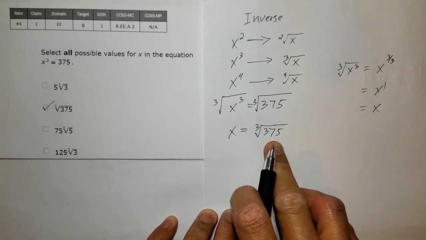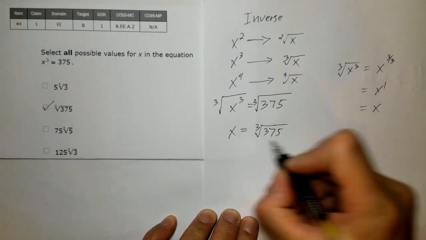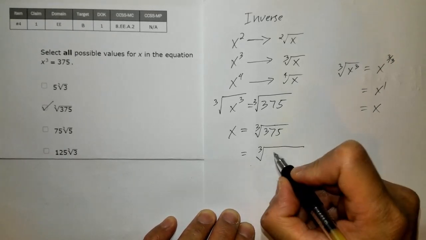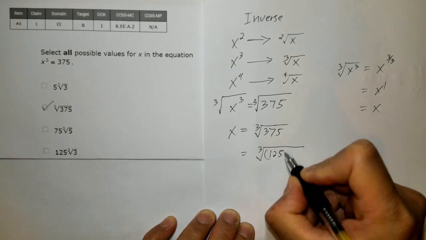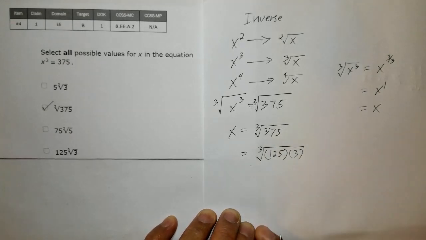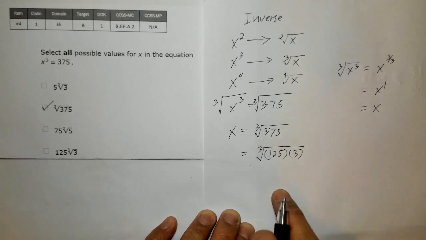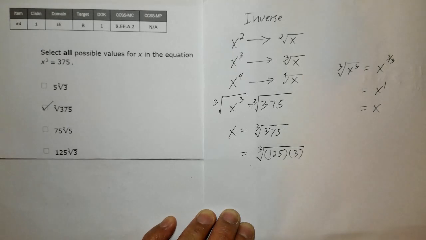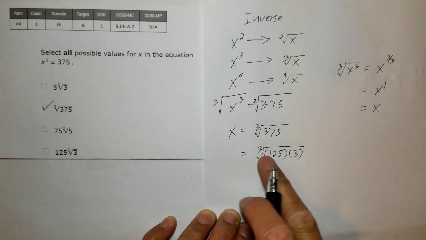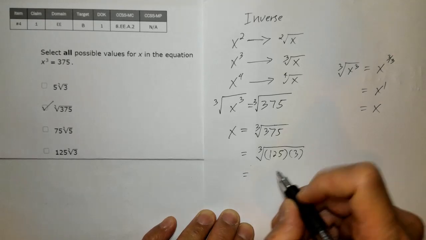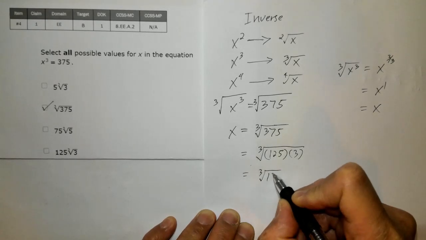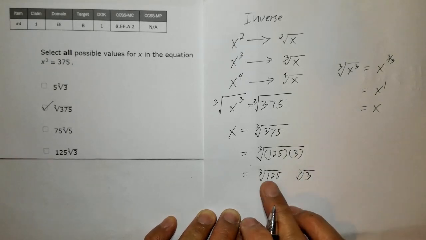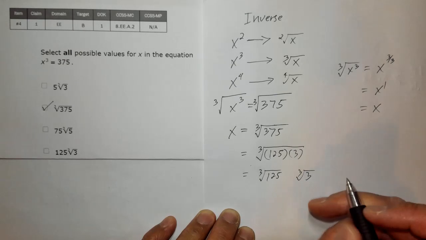Now we can factor this number. 375 is also equal to, so I'm going to write the cube root of 125 multiplied by 3. So I just simply factor the 375. 125 multiplied by 3 is equal to 375. Now, this one is also equal to the cube root of 125 and the cube root of 3. Now, the cube root of 125 is just equal to 5.